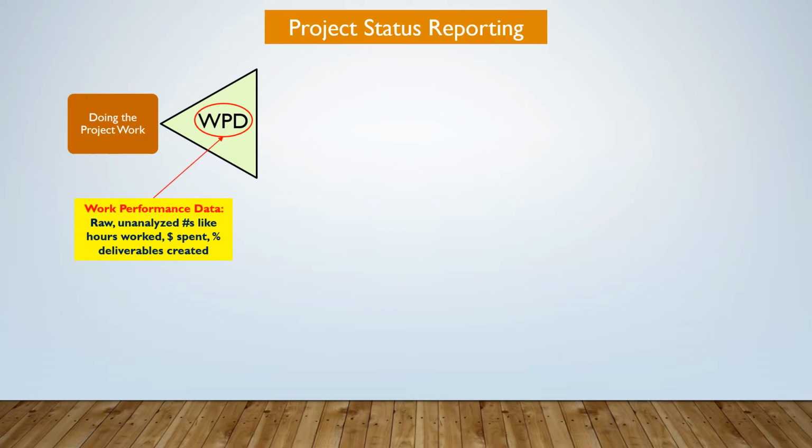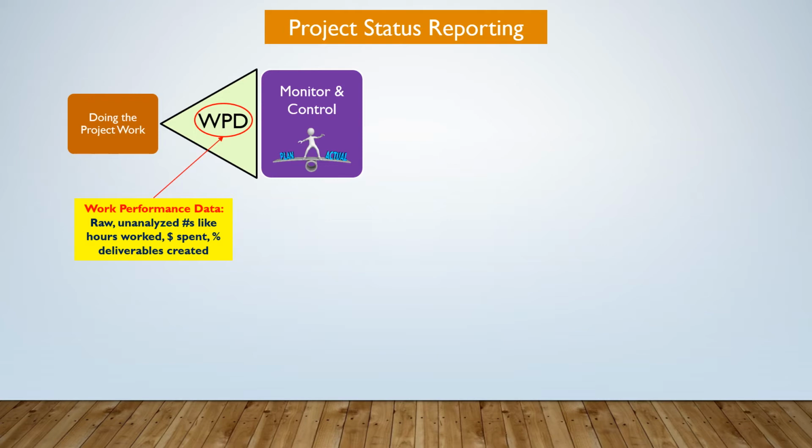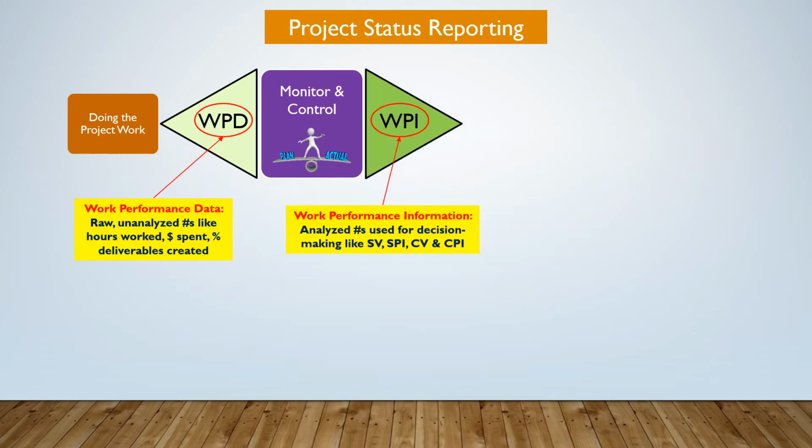After the project manager collects work performance data, the data can then be monitored and controlled. That means that the project manager compares what the project management plan says should be happening to what the data shows is actually happening. That turns the work performance data into work performance information. WPIs now analyze numbers that we can use for decision making on the project, like schedule variance, schedule performance index, cost variance, and cost performance index.